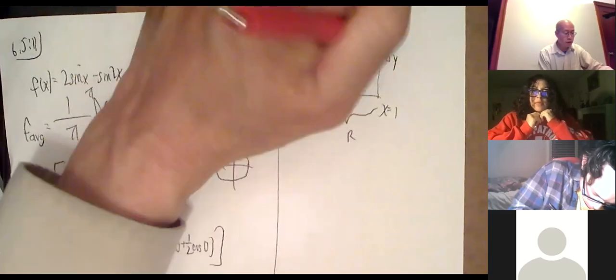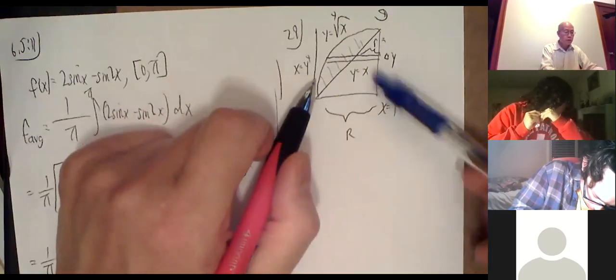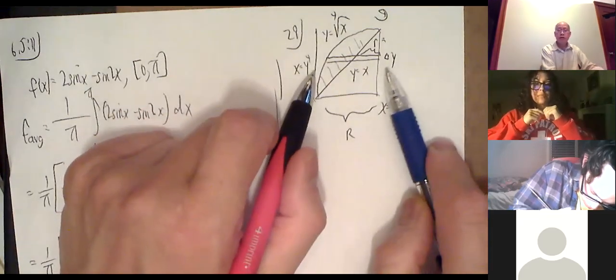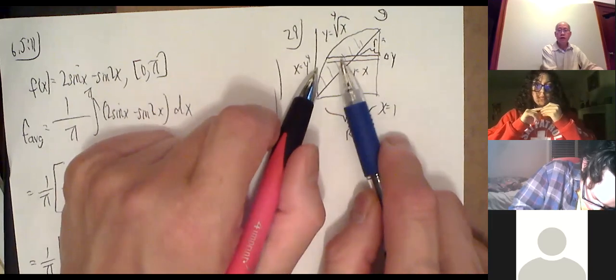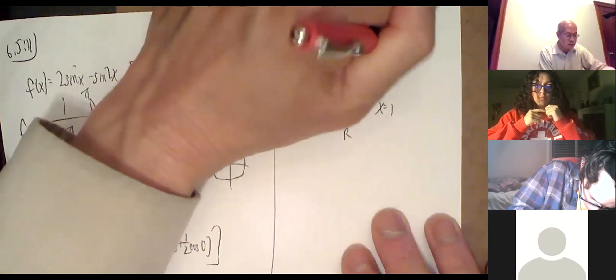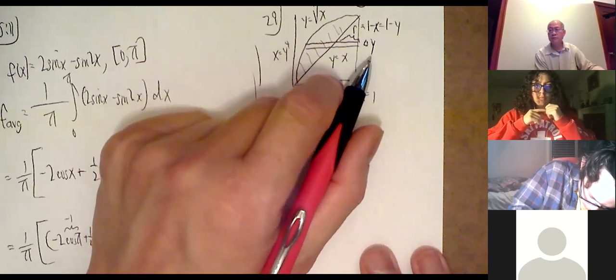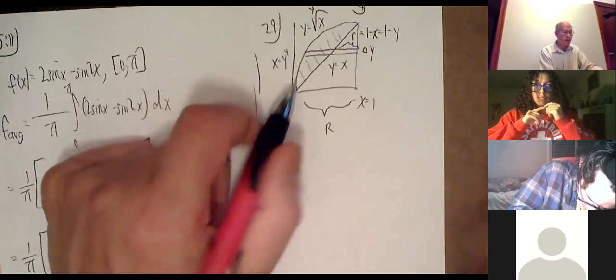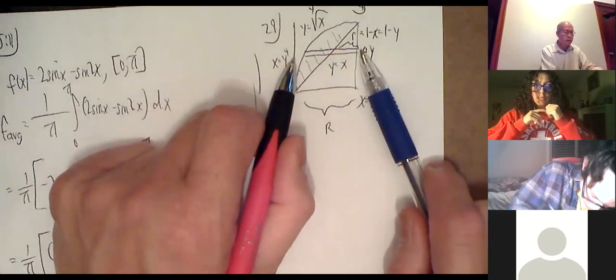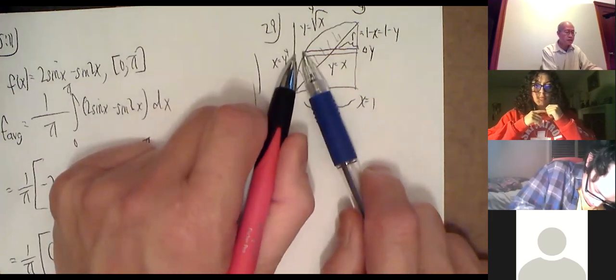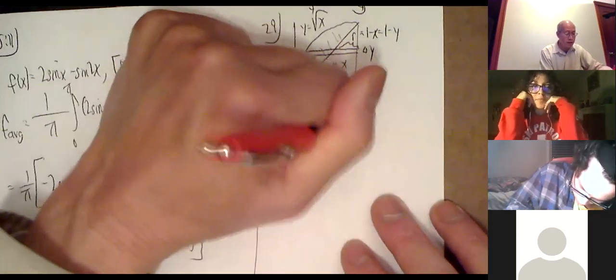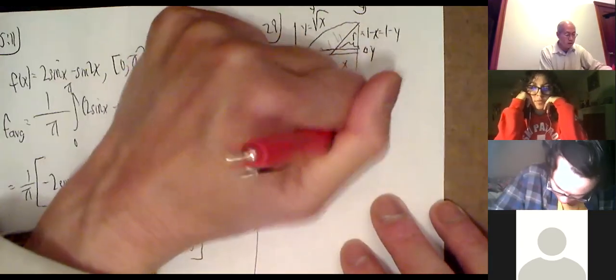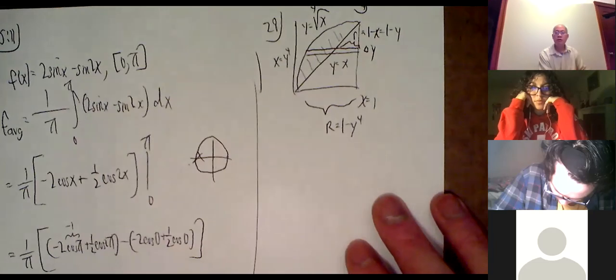Okay, so for little r, from here to here is 1. From here to here is x. So this is 1 minus x, which is the same as 1 minus y, since I'm integrating with respect to y. And then the distance from here to here, big R, this is 1. Again, this is x. So this is also 1 minus x, but it's a different x. 1 minus y to the 4th.